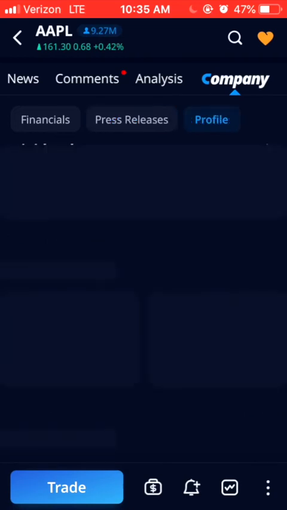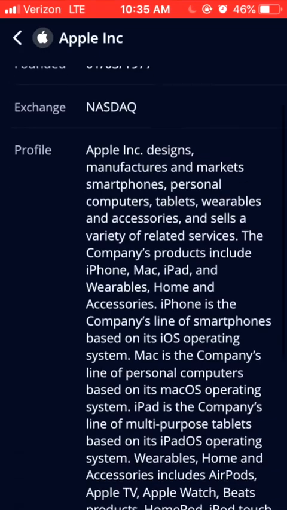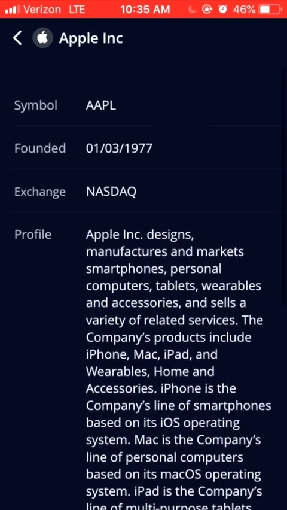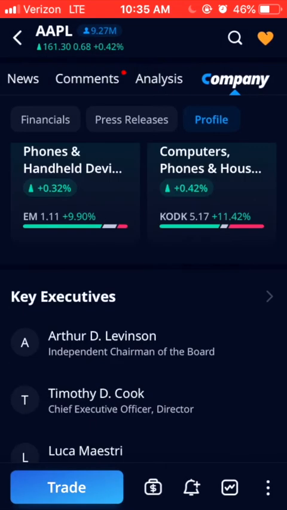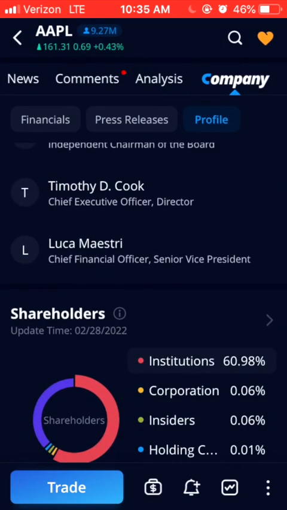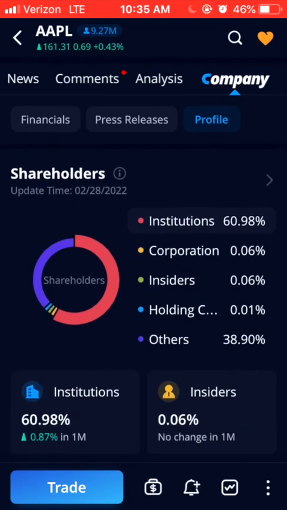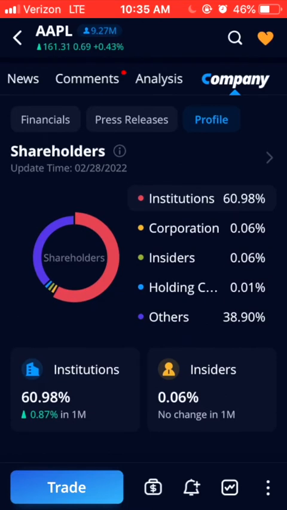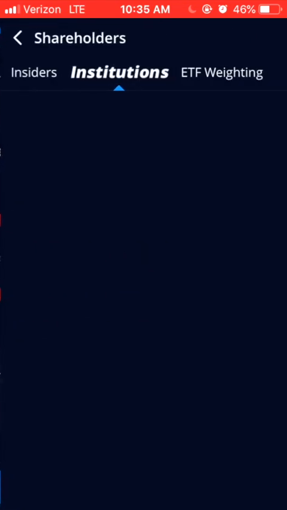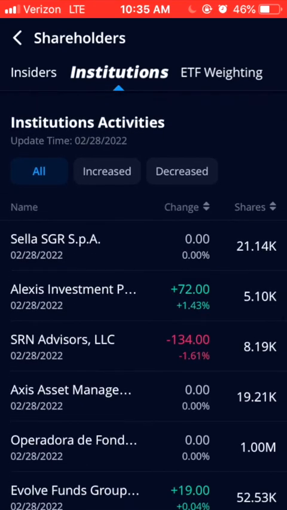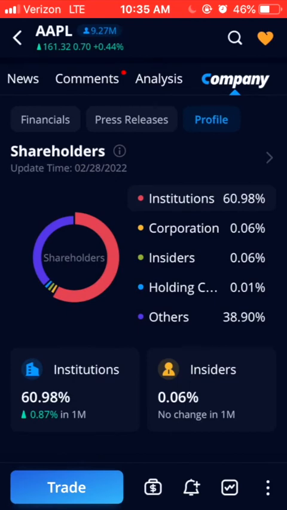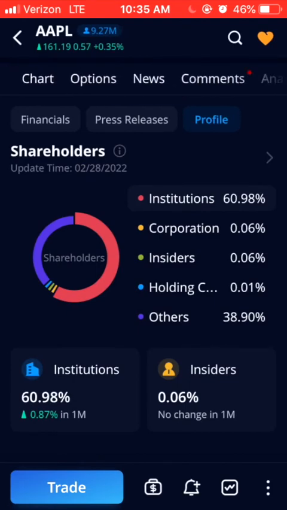The profile is nice because if it's a company you don't know, you can find a decent amount about it right there. You can read a decent amount and get a feel for what the company does, when it was founded. It tells you some of the key executives, and also very nice, it shows you who owns it. So institutions own 60% of Apple. If you click on institutions, you can actually see which institutions those are. The same is true of insiders. There's a ton of great information in Webull that if you use it correctly, it can really benefit you.